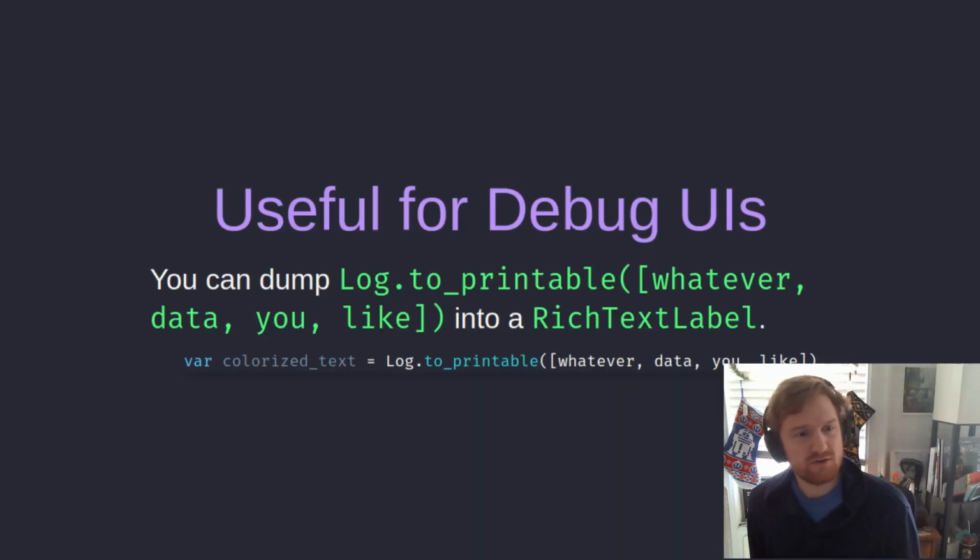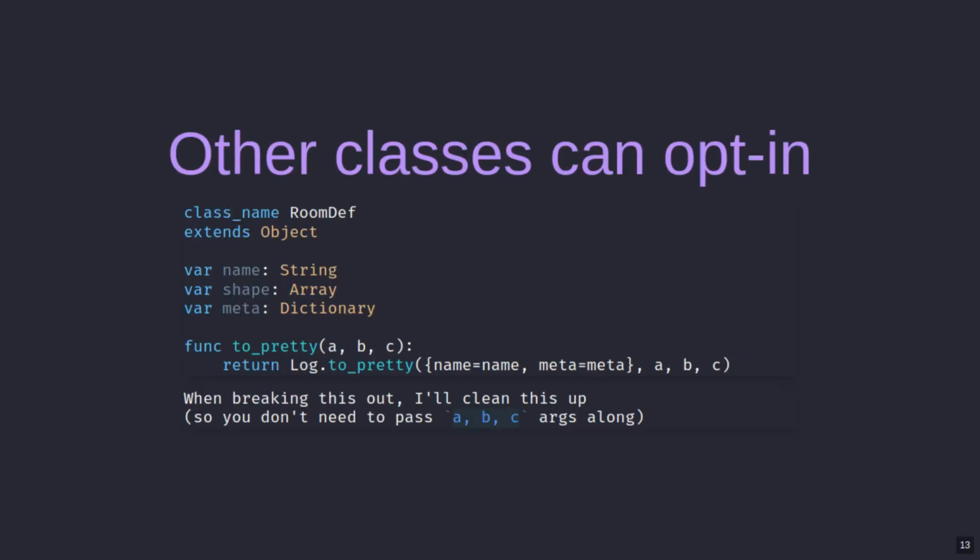Log can also be useful for debugging UIs, in case you want to take some data and just dump it into a rich text label and see what it looks like on screen. I use this in my own debug tools all the time. It's also possible to opt into a specific toPretty log.